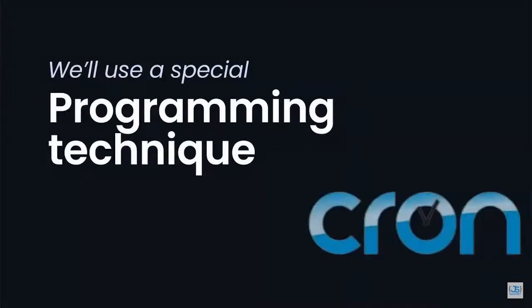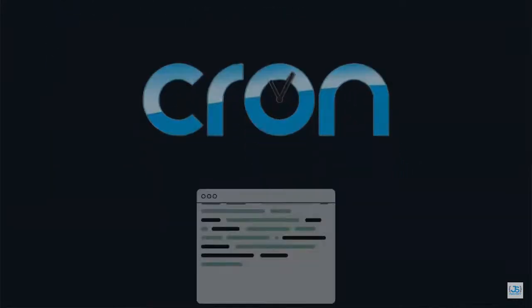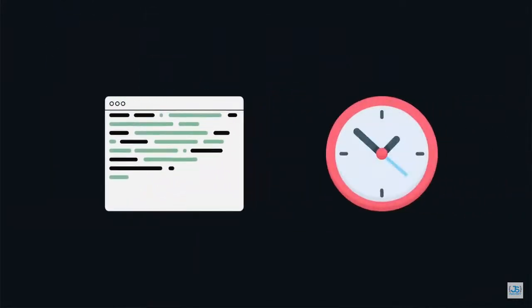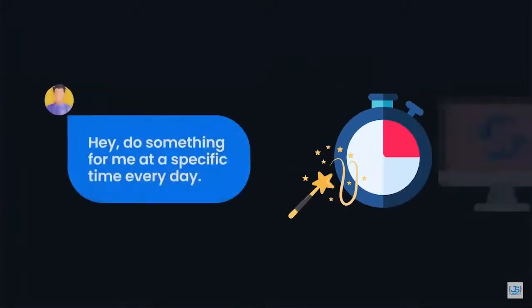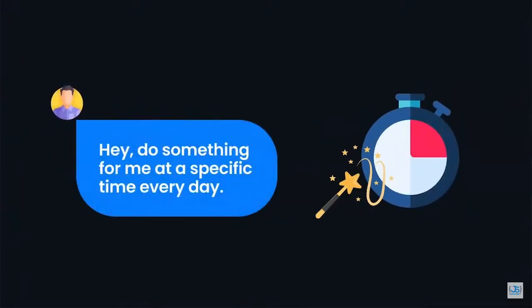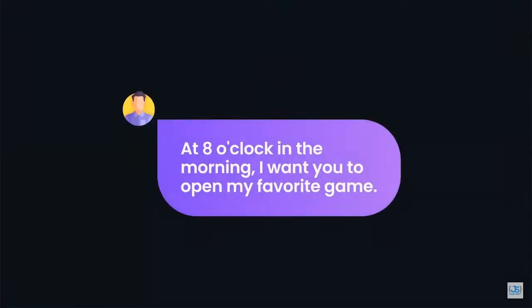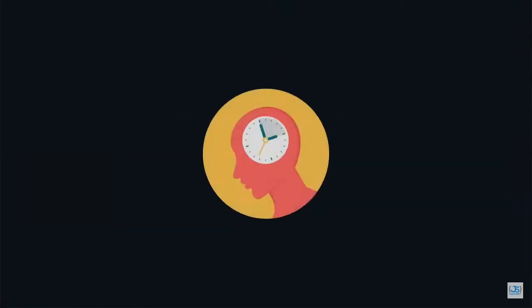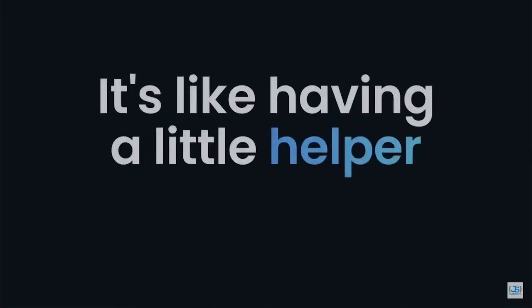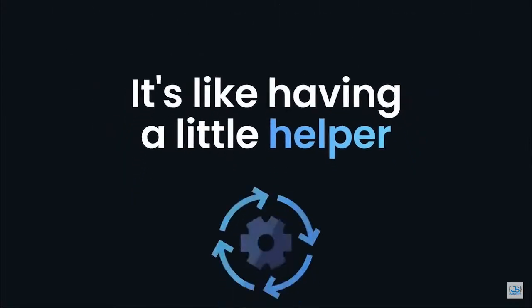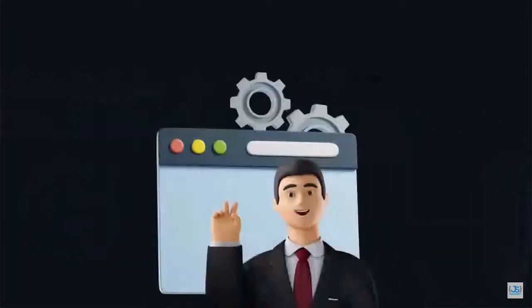And will this process be manual? Well, not at all. We'll use a special programming technique called cron. It's a special technique that runs programs automatically at specified intervals. Imagine a cron job is like a magical timer for your computer. You can tell this timer, hey, do something for me at a specific time every day. For example, you can say at 8 o'clock in the morning, I want you to open up my favorite game. The timer will remember that and make sure to open your game every day at 8 a.m., just like magic. It's like having a little helper who does things for you automatically when you want them to, without having to do it yourself. Cool, right?